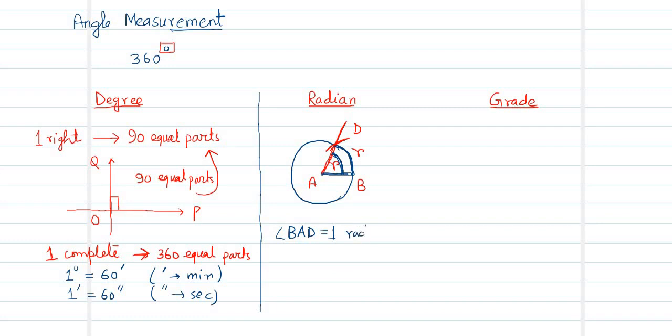RAD is the short form. Sometimes we write it like 1C. 1C means 1 radian.